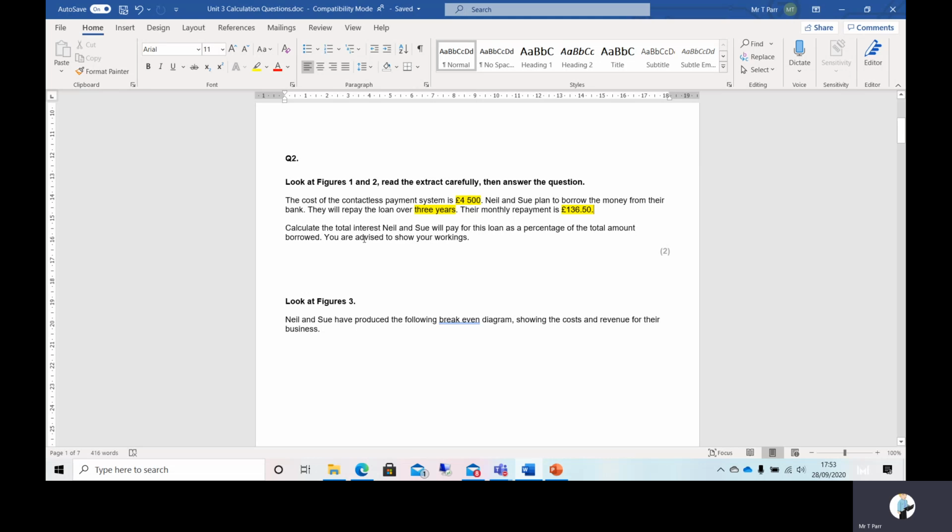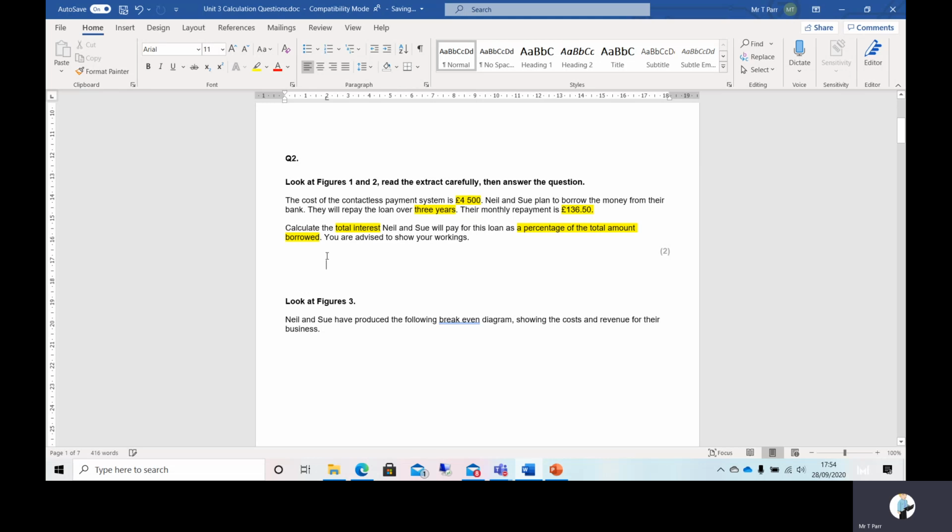So it's asking here: calculate the total interest Neil and Sue will pay. It's not asking you to figure out how much in total they pay back, because that's going to be more than 4,500. It's how much interest they'll have to pay. So that's the first part of it. And then it says, as a percentage of the total amount borrowed. So there's 2 parts to it.